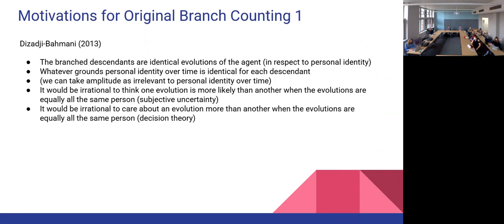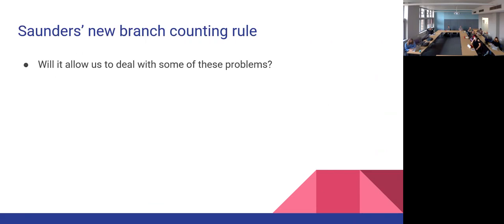The concern then is proportion of observers. So let's look at Saunders' new branch counting rule. So will Saunders' new branch counting rule help us with any of these problems? Will it help us overcome the worry that the branch counters would have about the number of observers? And will it help us with something like the incoherence problem or how far probability enters Everett anyway?